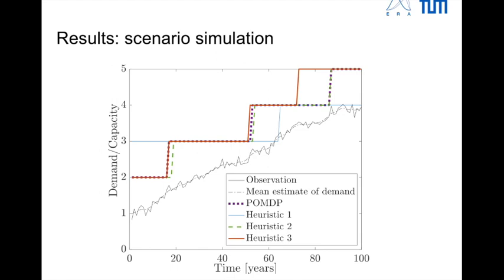In this graph, we can see how the 3 strategies and the strategy prescribed by the POMDP behave in presence of a scenario of demand and observation. We see notably that heuristic 1 is not very flexible. Indeed, it only upgrades once at 65 years and cannot react to any information about the demand itself. On the contrary, heuristic 2, 3, and the strategy given by the POMDP react quite flexibly to the information, and actually heuristic 2 and 3 are very close to how the POMDP behaves in that particular scenario.